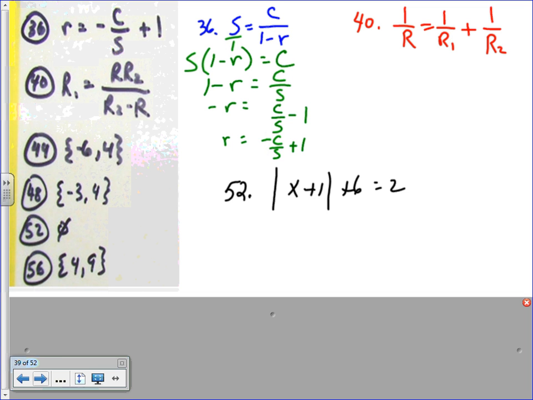Number 40. All right, we're solving for R sub 1. And we look and we have variables in the denominator. We learned that to get variables out of the denominator, I'm going to multiply through by the common denominator. Every one of those denominators is different. So my common denominator is the product of all three of those. So my common denominator that I'm going to multiply by is r times r sub 1 times r sub 2.